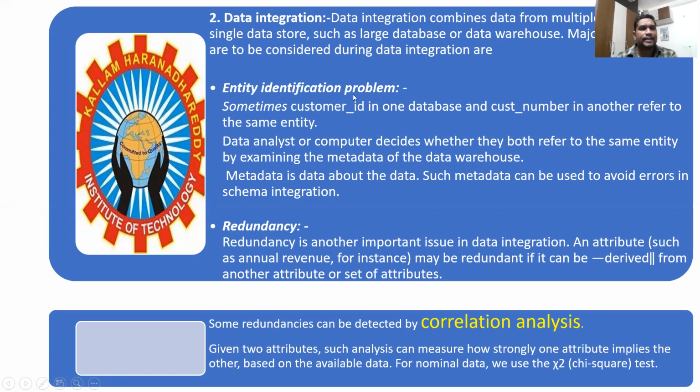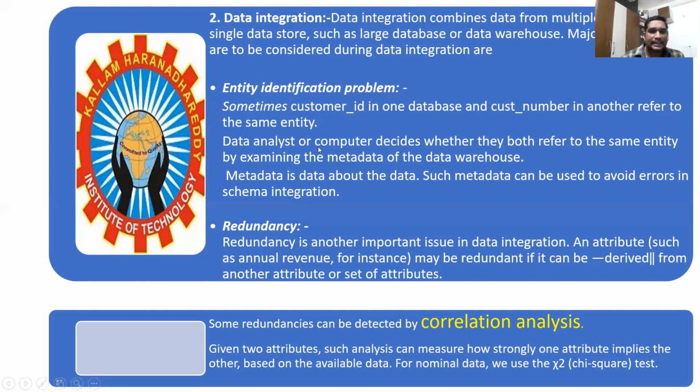Already we discussed the entity identification problem in databases: sometimes we have a customer ID in one database and customer number in another that refer to the same entity. We are merging data from various repositories into one data warehouse. In one database the attribute name is customer ID, in another it is customer number, but the same data lies in two attributes. Now you have to identify the particular entity, where we have to duplicate, where we have to store, and where we have to remove.